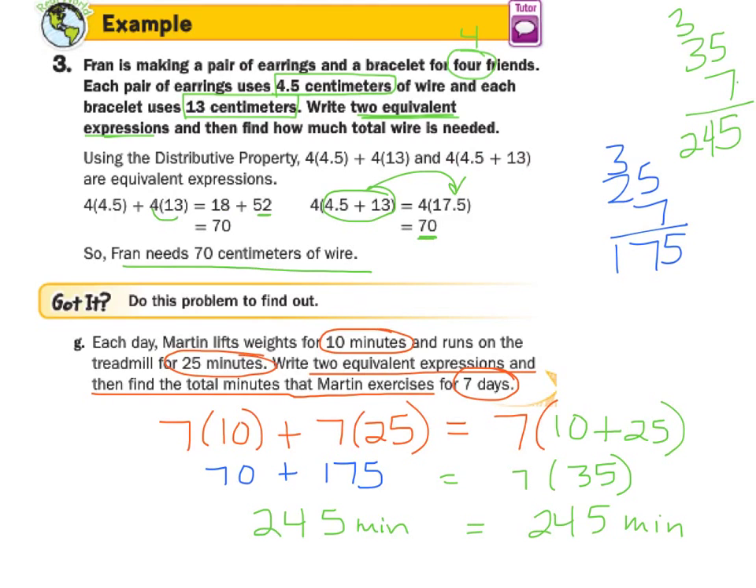And they're both equivalent. I'd have to say I prefer this side. I think it's easier just to add them together and multiply by that 7, then I only had to do that one time. It seemed a little simpler to me.